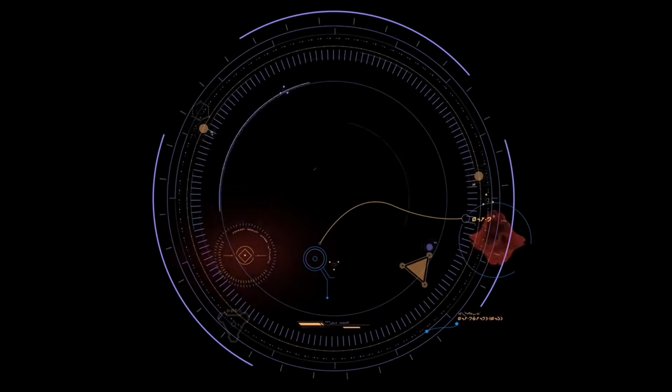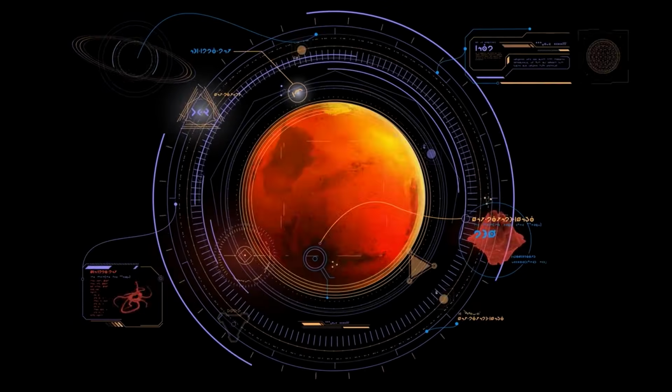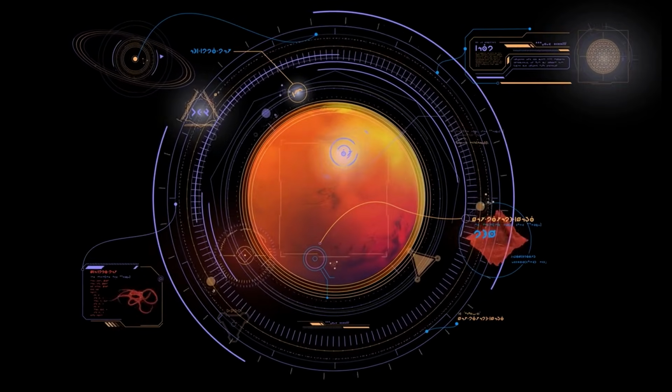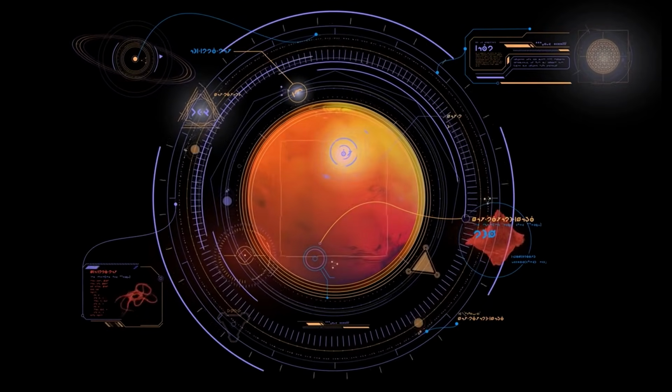Beyond optical imaging, Hubble's near-infrared instruments could peer through dust lanes, revealing the underlying structure of galaxies obscured in visible light.